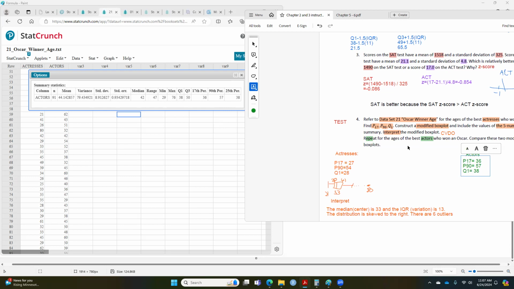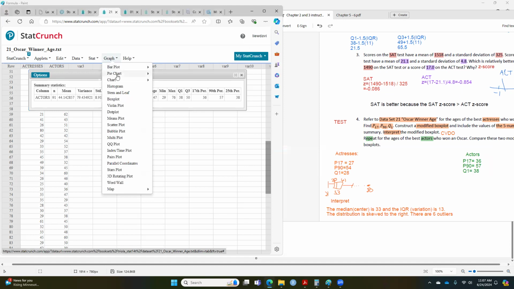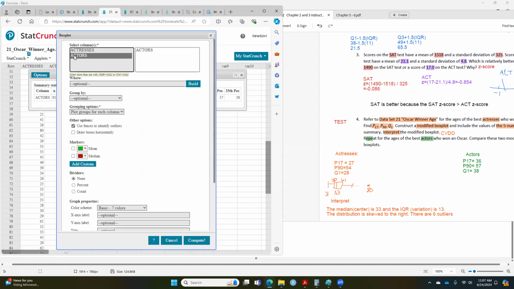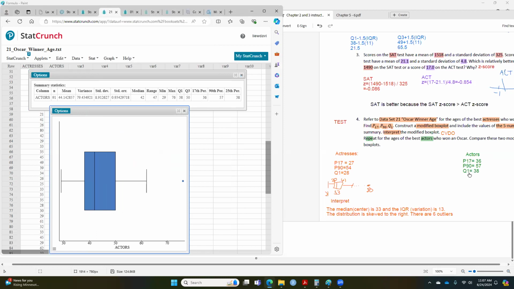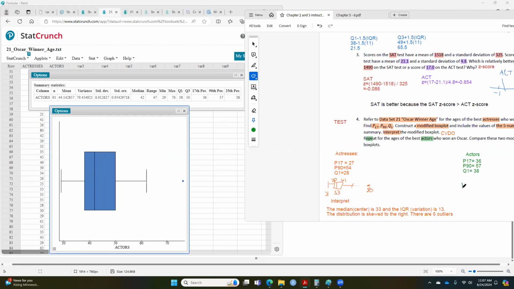Make sure you guys watch this video if you need help, okay, because it's very important. Next, we will draw the box plot. So you go to graph, box plot for the actors. Make sure both of these options here are checked, and you hit compute. This is the box plot for the actors. I just trace it right here. You just have one dot in this case, one dot somewhere.